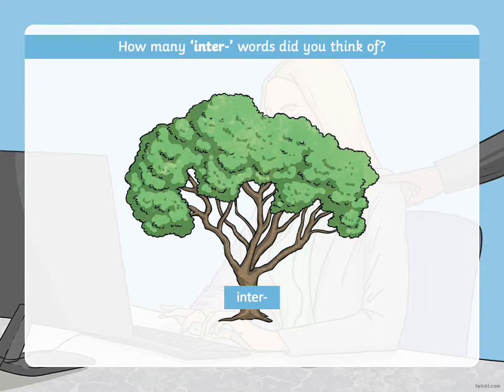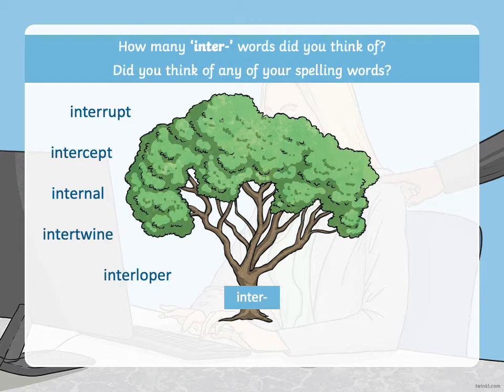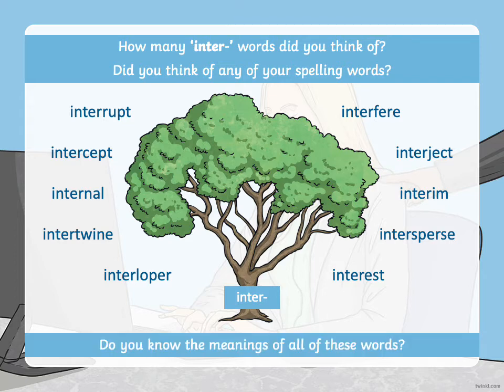Brilliant Year 6. How many inter words did you think of? Let's see if you thought of any of these examples. Interrupt, intercept, internal, intertwine, interloper, interfere, interject, interim, intersperse, and interest. Some of these words may be new to you, or you may have heard them and not know their meaning. That's okay because we are going to try and work them out in the next 2 activities.